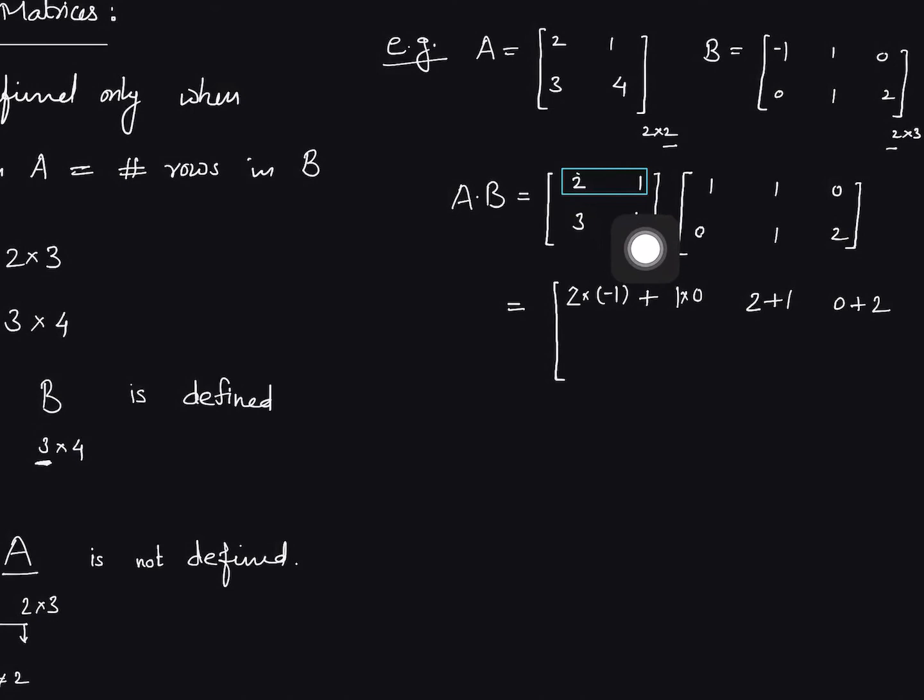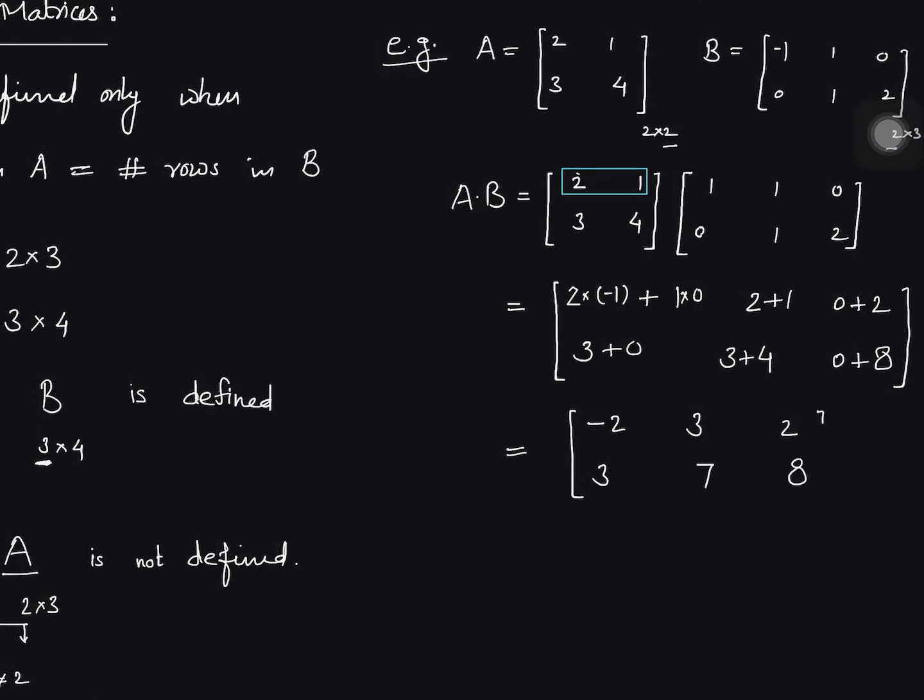Now this row and this column. So 3 into 1 plus 4 into 0. This row, this column: 3 into 1 plus 4 into 1. This row, this column, component wise multiplication: 3 into 0 plus 4 into 2. So this will be minus 2, 3, 2, 3, 7, 8. So this is how we define the multiplication of two matrices.